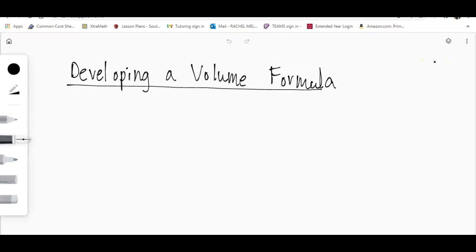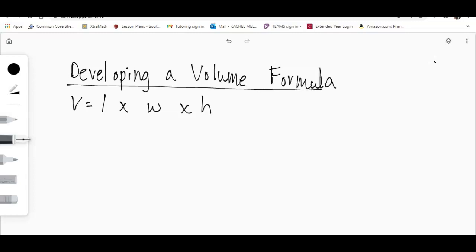All right, so we're going to continue on with volume today and start looking a little bit more in depth into our formula. Okay, so we know that the chart says that volume is length times width times height. Okay, so I want to go back to this illustration about a cake.